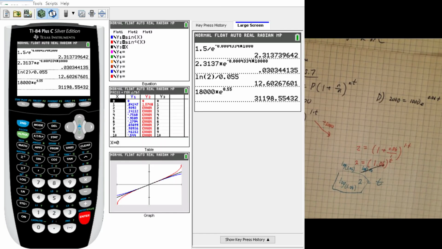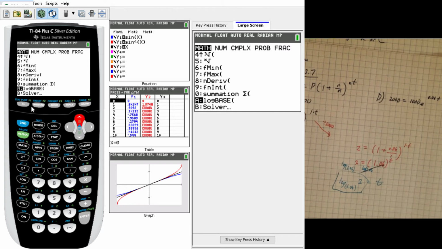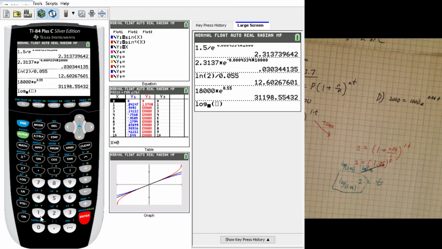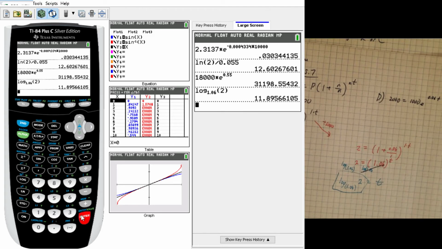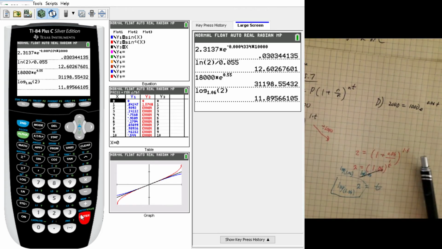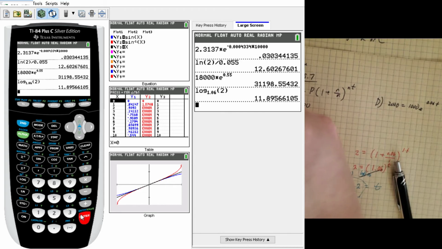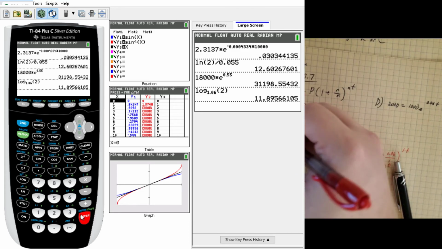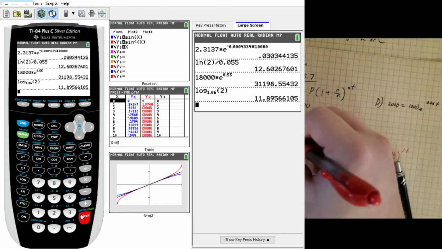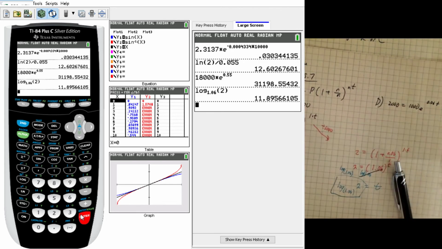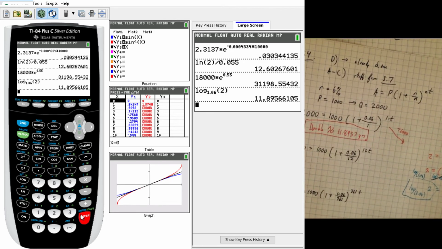And so I pull out my calculator. Remember, to find the logarithms, you have to go to the math menu, and it's the second from the bottom. So we do log base 1.06 of 2. It tells me that if I did it compounding annually, it will double after 11.8957 years, which is pretty neat.